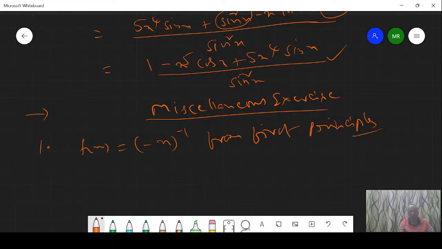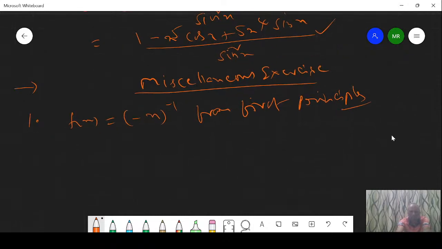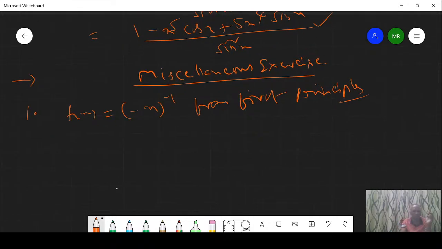They are asking to use first principle. When they are asking to use first principle, see here, this one is a very simple problem. Try to understand. I can write f of x is equal to (minus x) whole power minus 1, which is 1 by minus x. They are using first principle.